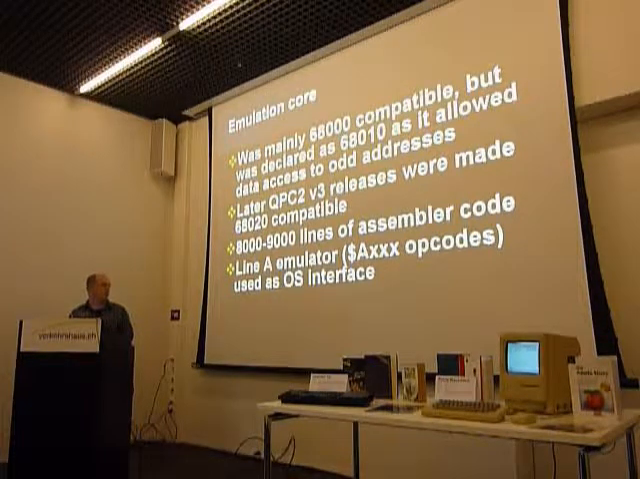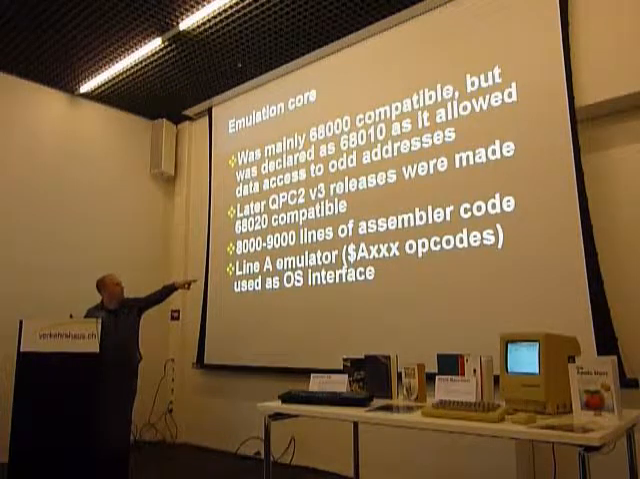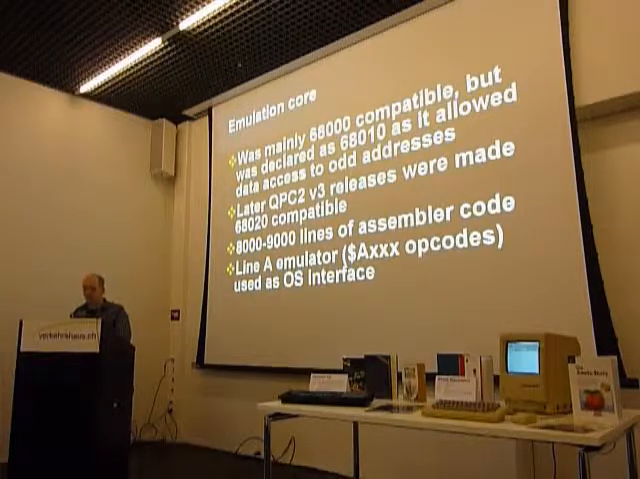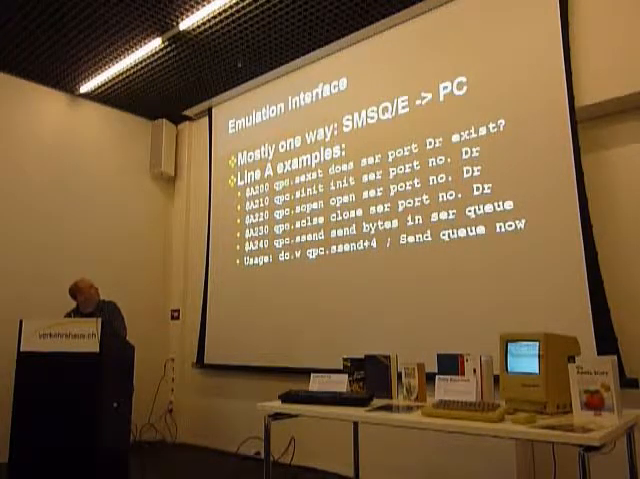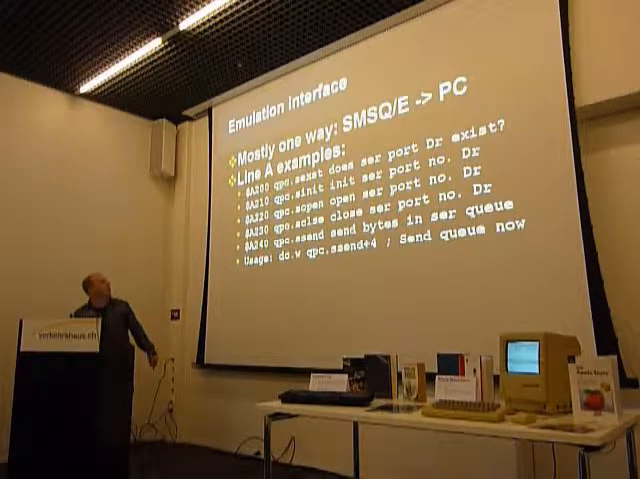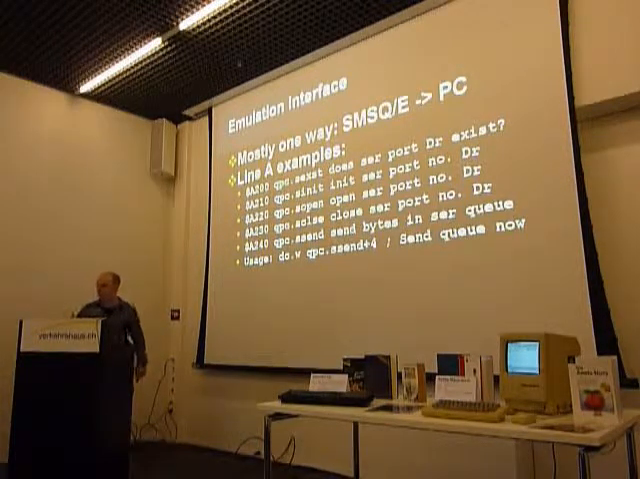The interface, that's for the technical people, between the emulation and the PC side is through the line A emulator. So every command that starts with a hexadecimal A at the beginning, QPC recognizes as a command. And I think on the next slide I have a few examples. So if there's a command A200, that asks the PC, does serial port number 1, 2, 3, 4, 5 exist? And that's the way the whole interface works.